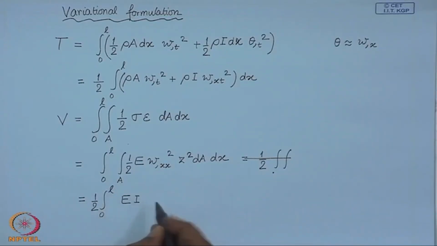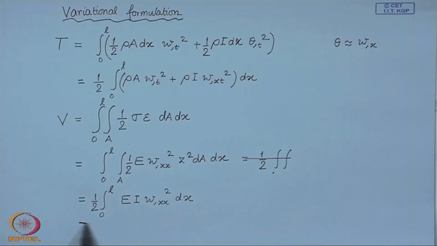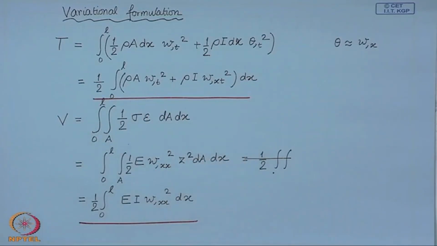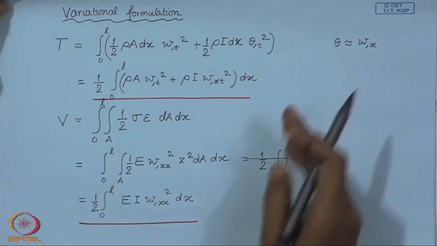Is the second moment of the area about the neutral axis of the beam. So, these are the expressions of the kinetic and potential energies.